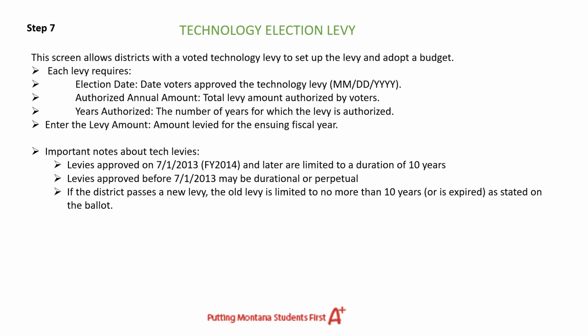Important notes about tech levies. Levies approved on July 1st, 2013 or fiscal year 14 and later are limited to a duration of 10 years. And levies approved on July 1st, 2013 or before may be durational or perpetual. If the district passes a new levy, the old levy is limited to no more than 10 years or it is expired, as stated on the ballot.